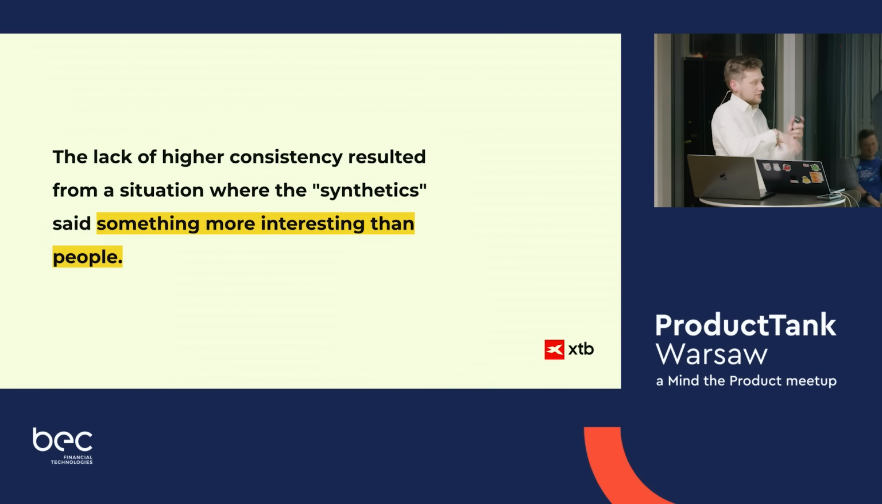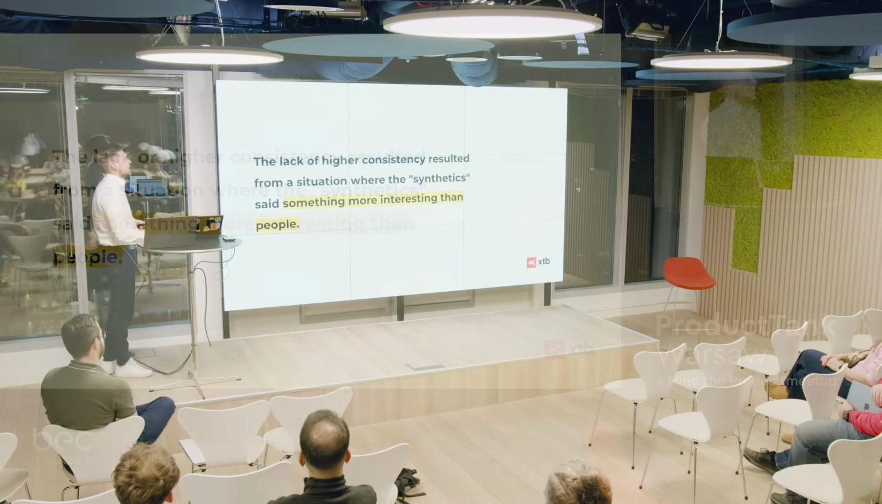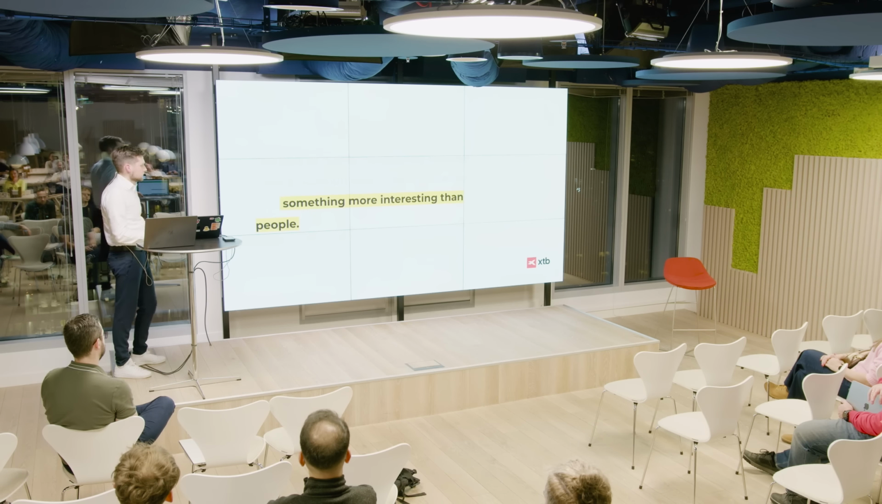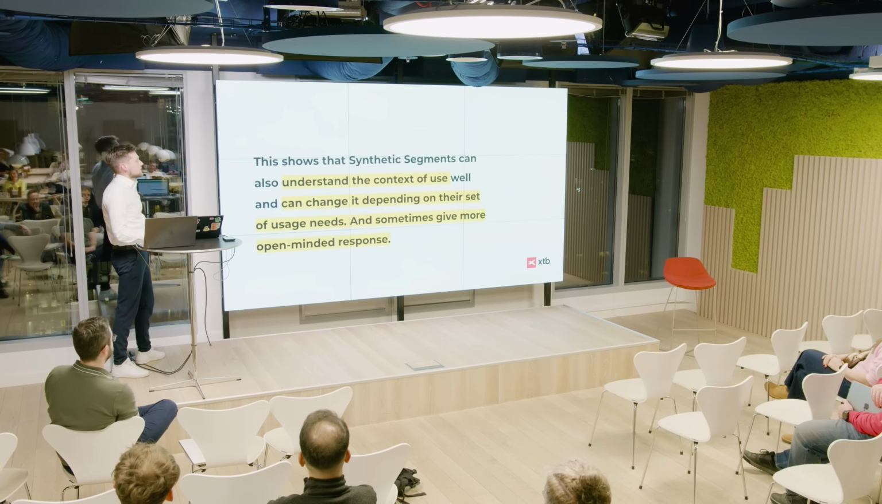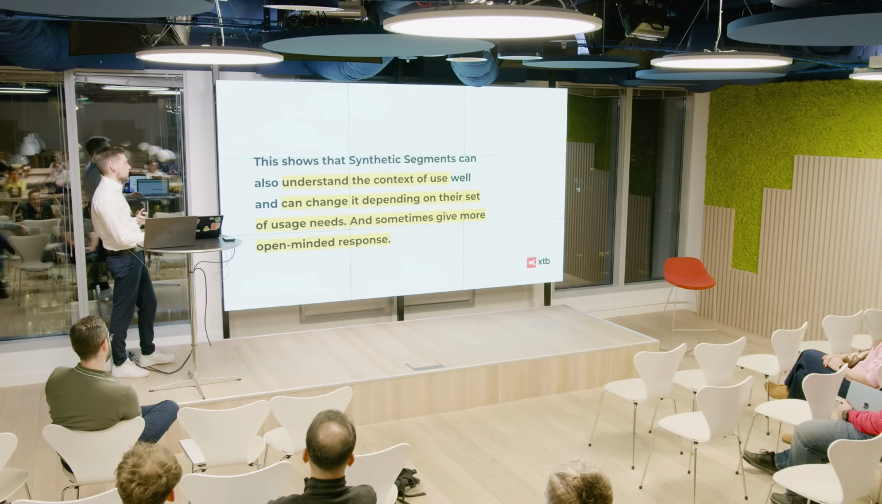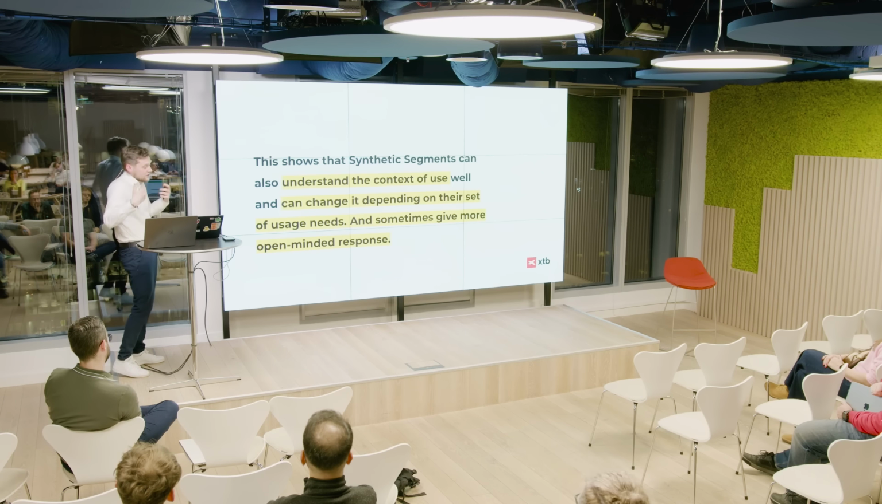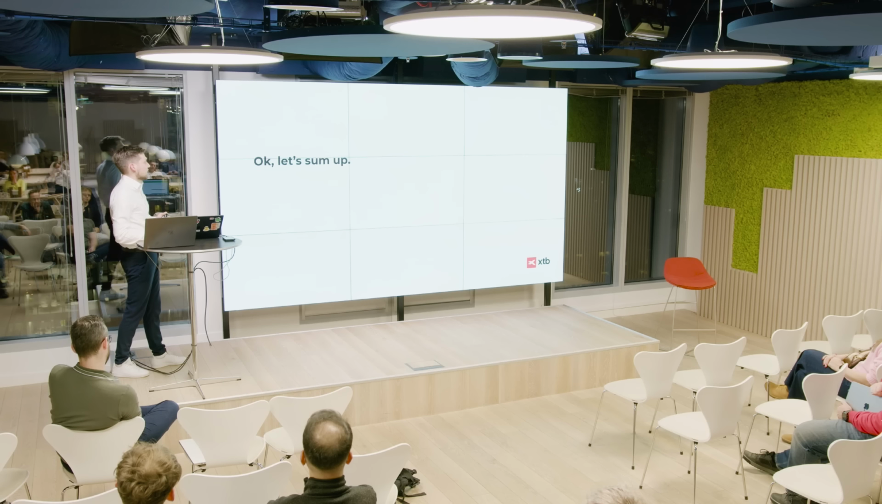So it's another way, right? People were not so specific and detailed about their needs, and AI was. And we can agree with that from, let's say, the UX design perspective. So this shows that synthetic segments can also understand the context of use and can change it depending on their set of usage needs. And sometimes it gives more open-minded responses. So sometimes it opened our minds from the UX researcher's perspective or the product designer's perspective.